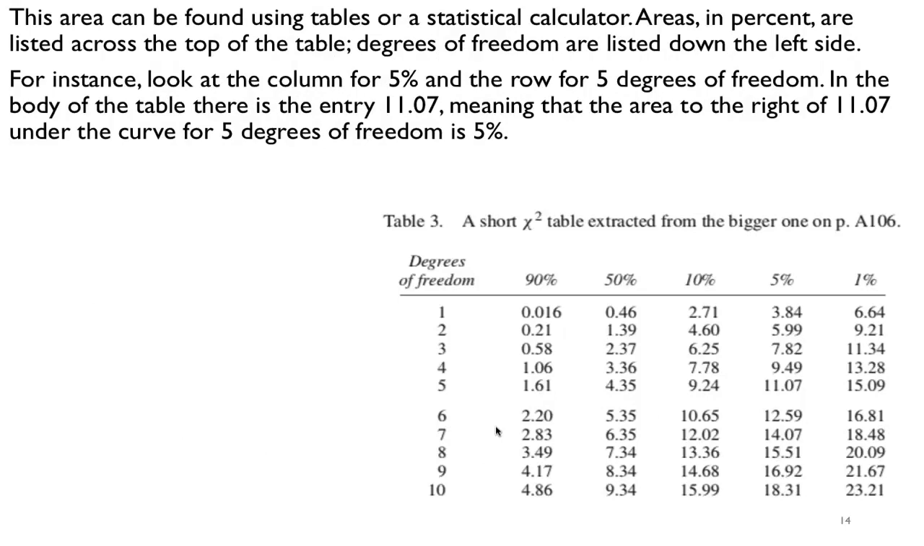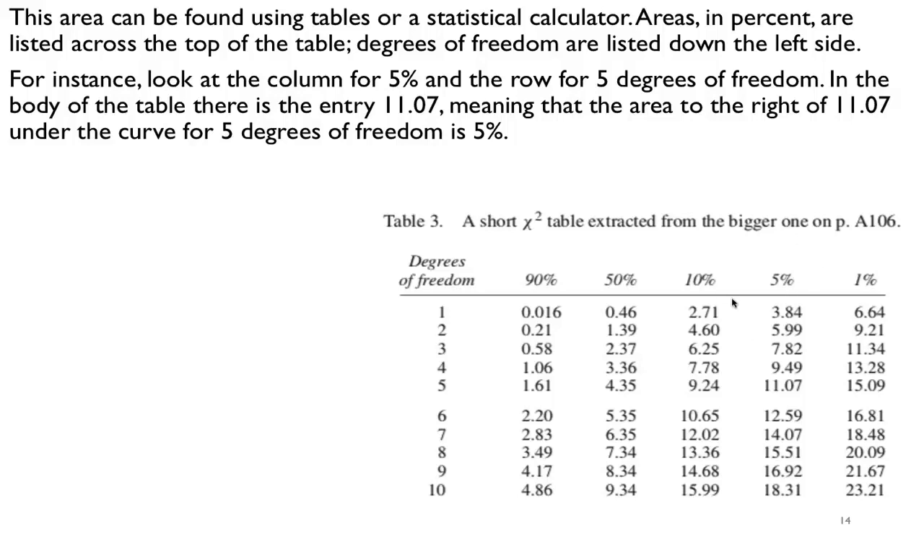So in the back of your book, this is the chi-square table, and the way that we read this is that we look at the degrees of freedom. Say, for example, this degree of freedom here is 5, and for each of the columns, look for the column under 5%, and the degree of freedom being 5 here. So this number is 11.07. So what that means is that the area to the right of 11.07 under the curve is going to be 5%.